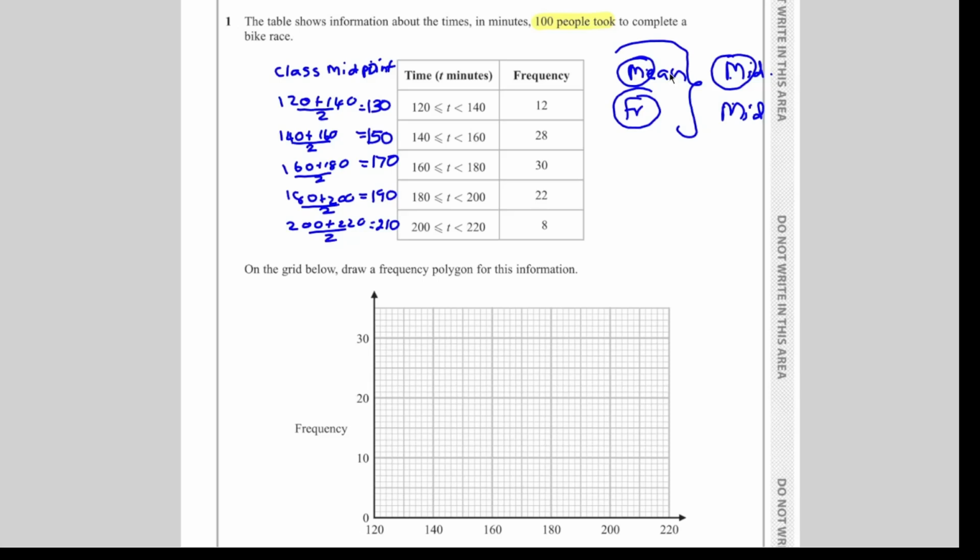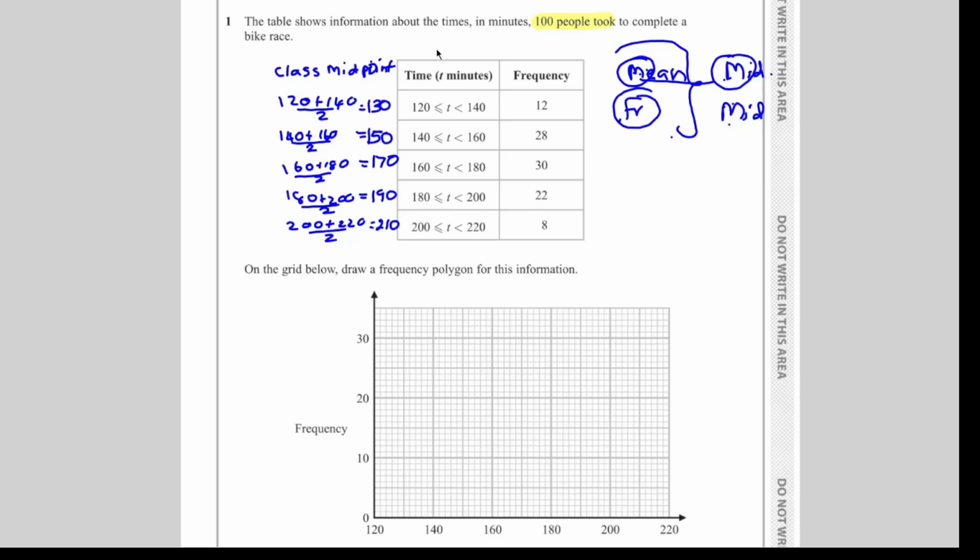It is not frequency density. It is mean. It is easy to keep it in your head because it starts with M. This is M. So mean, midpoint; frequency polygon, midpoint. It is not frequency density.